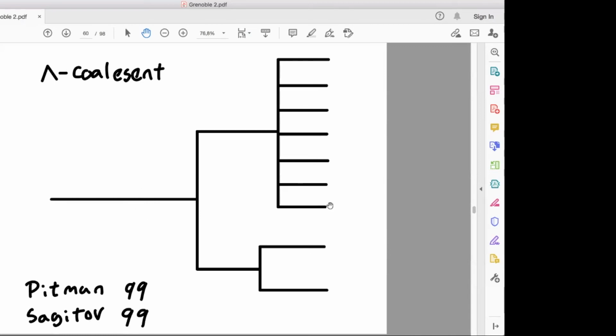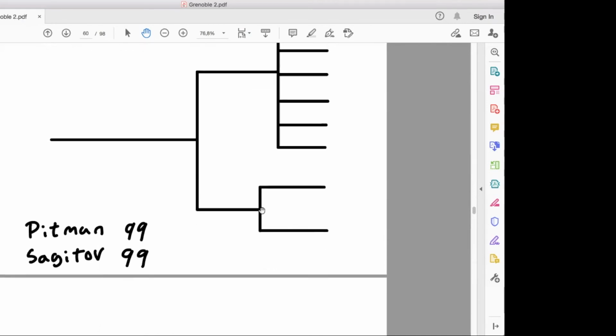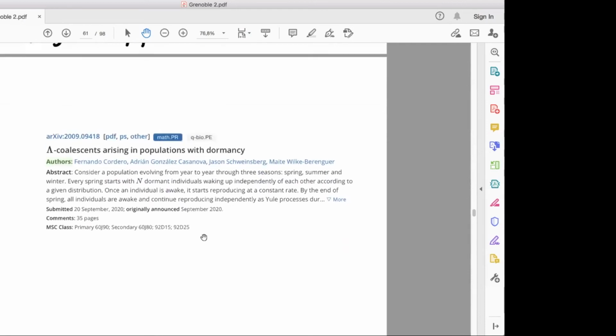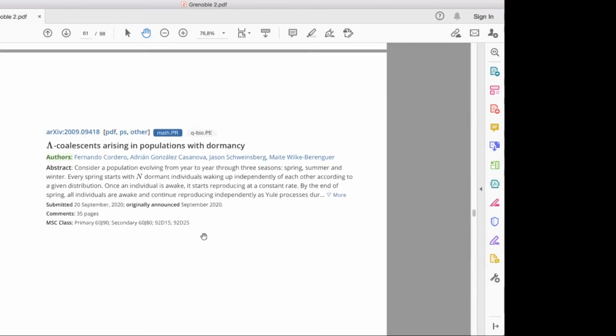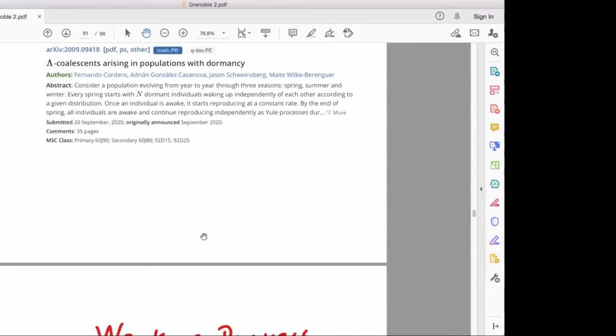So the lambda coalescent is an object that has been studied a lot mathematically, introduced by Pitman and Sagitov, and is similar to the Kingman coalescent, only that now many blocks can merge in these big merging events. So this story, which also considers more things, is in a preprint with Fernando, Jason, and Maite.